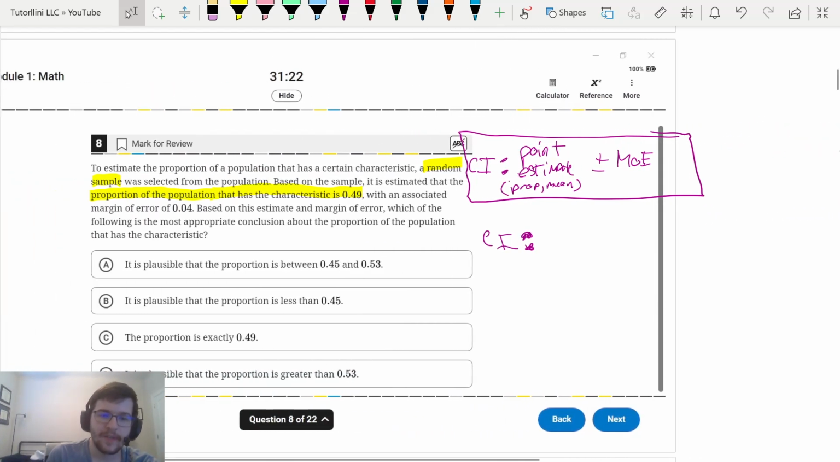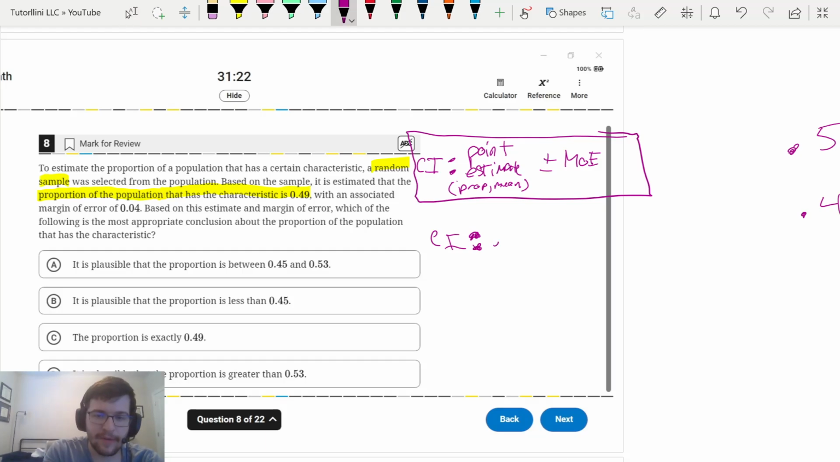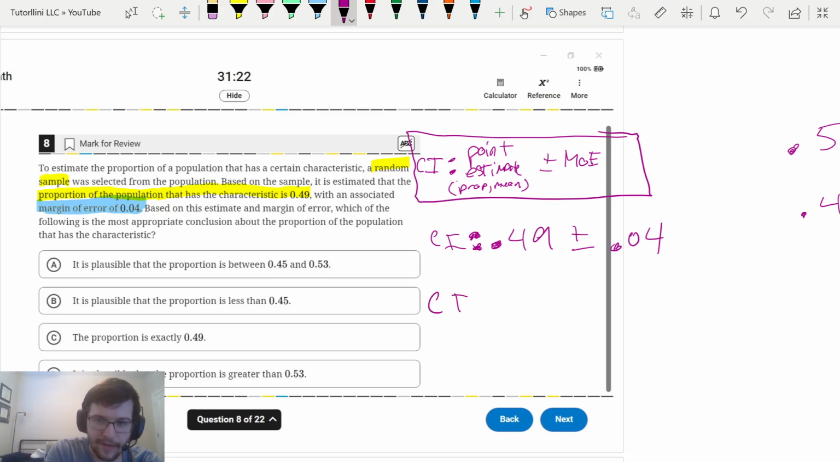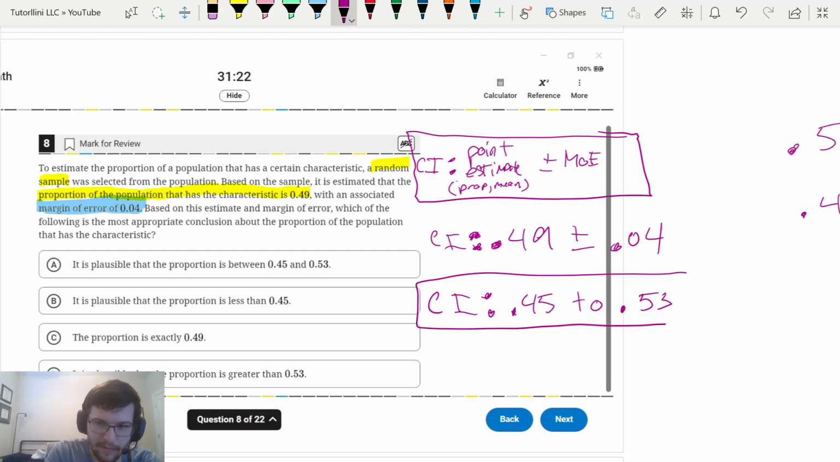Okay, anyway. The point estimate here is 0.49. That's the sample proportion. And the margin of error, it tells us, is 0.04. You can just do this in your calculator really quick. 0.49 minus 0.04 is 0.45, and 0.49 plus 0.04 is 0.53. So the confidence interval is 0.45 to 0.53.